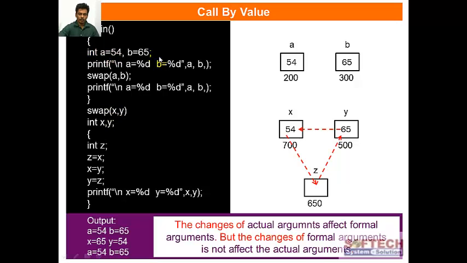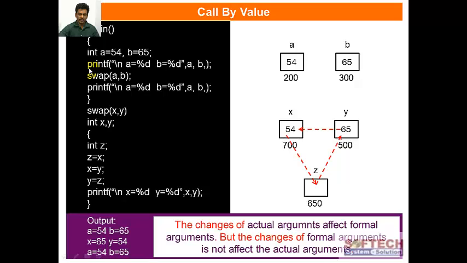So we declare two variables, a and b. They are integer variables, so it allocates 2 bytes for each variable. If we assign 54, it is a memory location of 2 bytes. This is also 2 bytes. For example, the address of a is 200, 201, and the address of b is 300, 301.